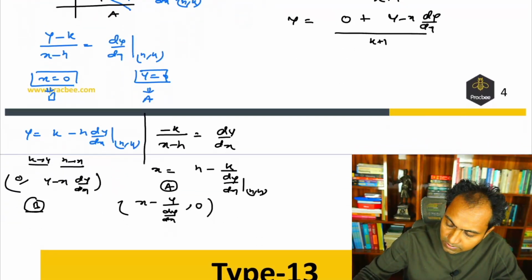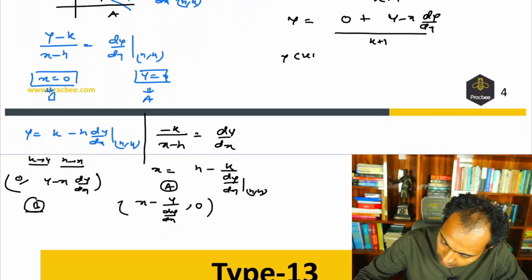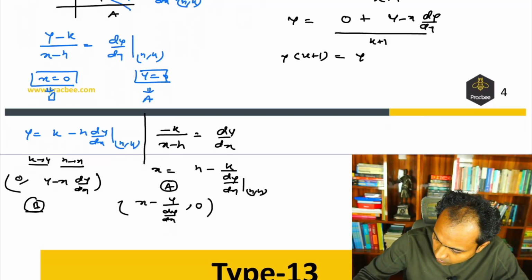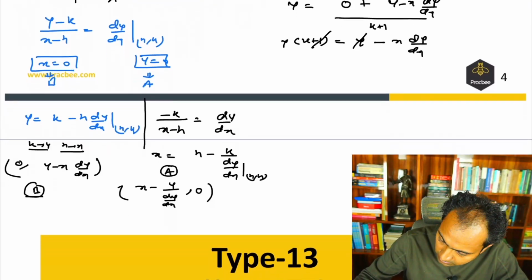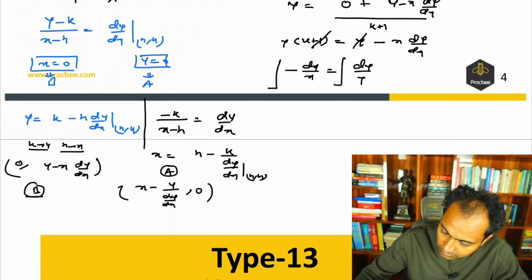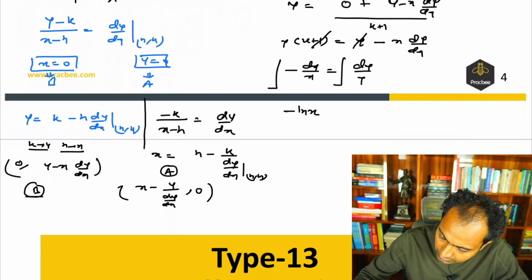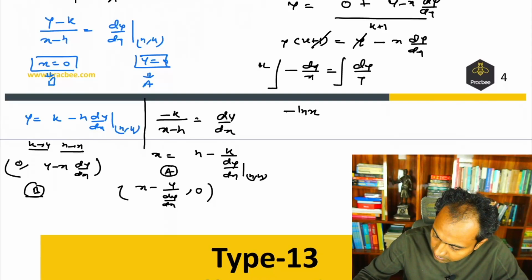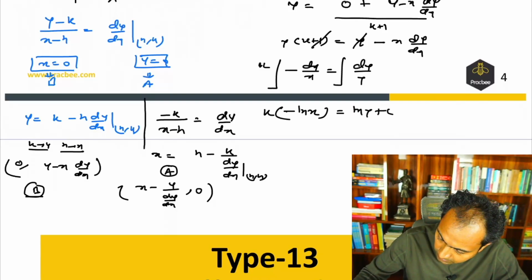And now if I take this, it will become a differential equation. y times k plus 1 is equal to y minus x dy by dx. This y and 1 will get cancelled out. And now we can see that we have variable separable. So this can be written as dx by x with a minus sign and dy by y. Now it can be easily integrated. Let us integrate it. And what I am getting is k ln x, and there would be a k multiplied by k is equal to ln y plus c.